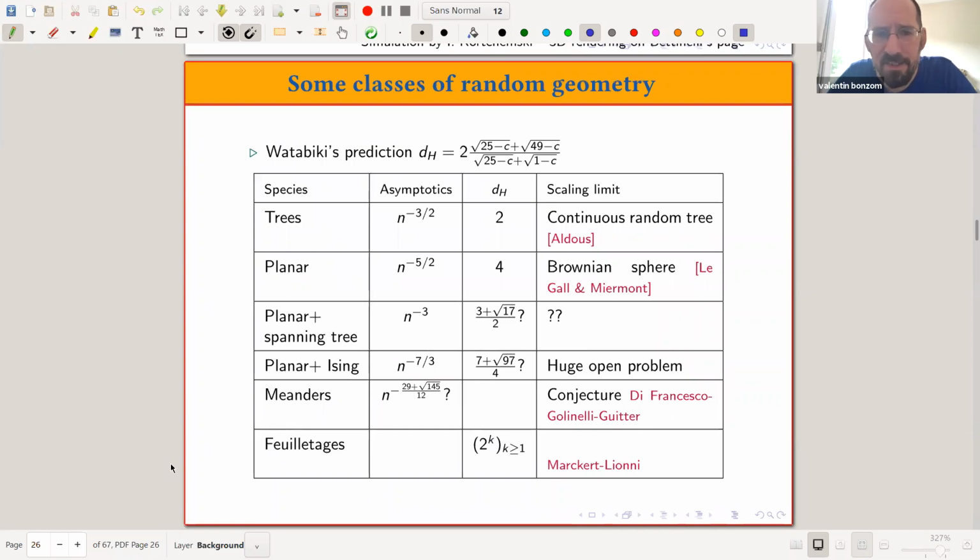And here's a list of the types of random objects from combinatorics. It's just a sample, not everything, probably everything that I know, but many people would know more. So trees have this asymptotic n to the minus 3/2 and Hausdorff dimension 2. Okay, Hausdorff dimension 2, and the scaling limit is the continuum random tree by Aldous.